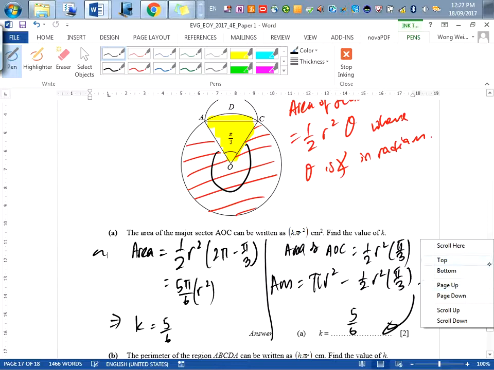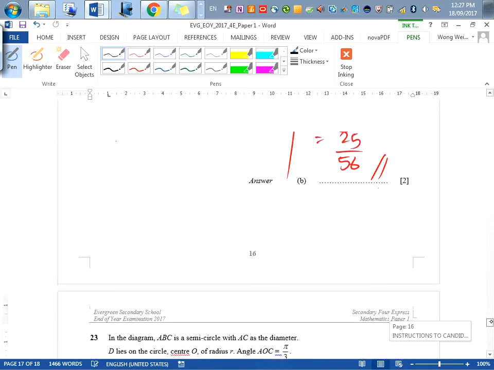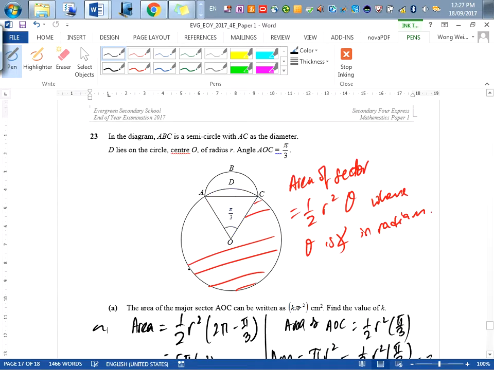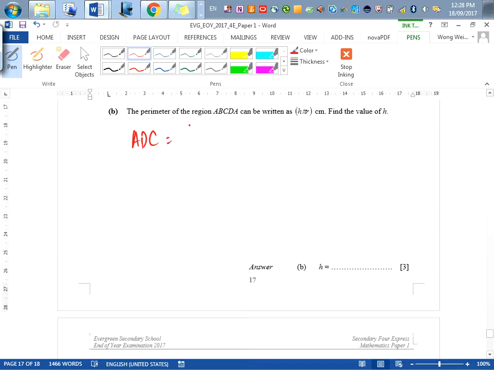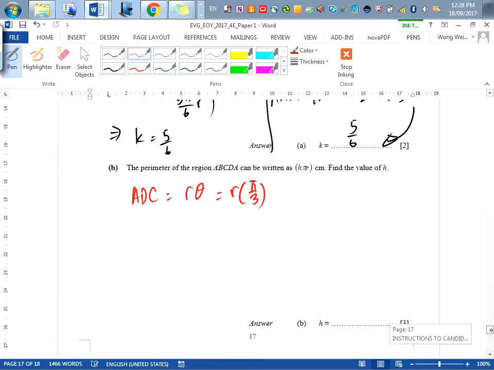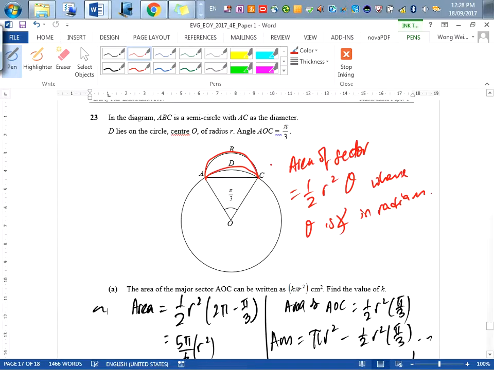Now part B, the perimeter of ABCDA. To find this perimeter, we can find ADC quite easily. ADC equals to r theta, which is r times pi over 3. The problem comes for ABC. What is the length of ABC?